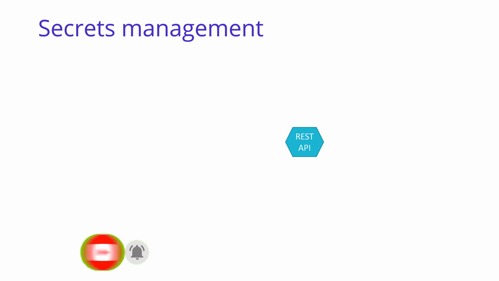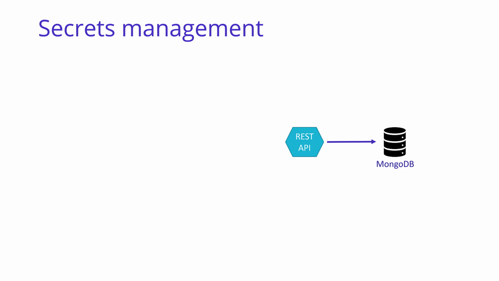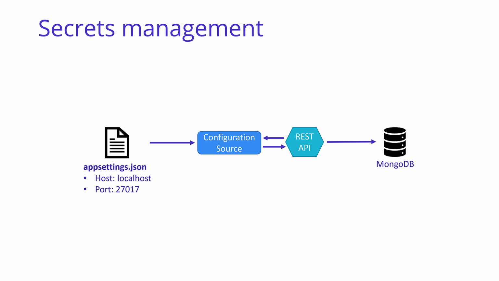So let's talk about secret management. As you know, at this point we have a REST API that is able to talk to a MongoDB database. In order to talk to it, we have defined a configuration source where we have specified details like host and port, to be able to connect to that MongoDB database. The configuration source that we've been using so far is our appsettings.json file, right? So we have host localhost, and port 27017.